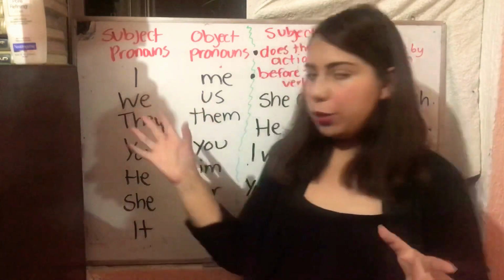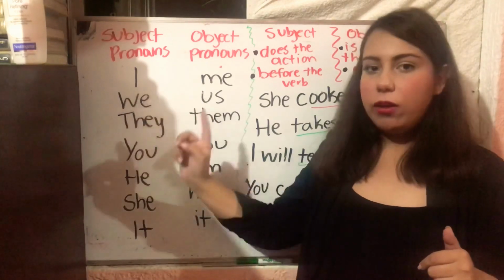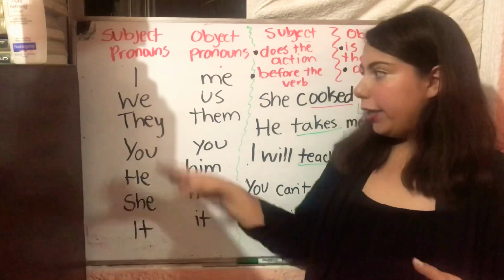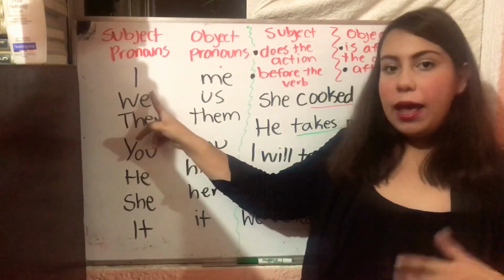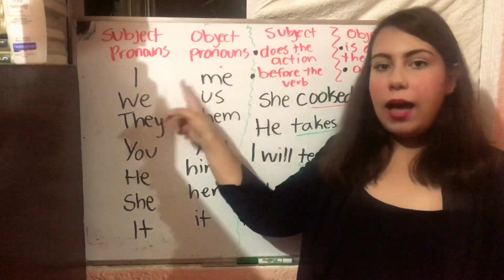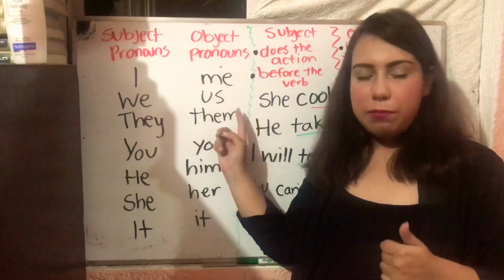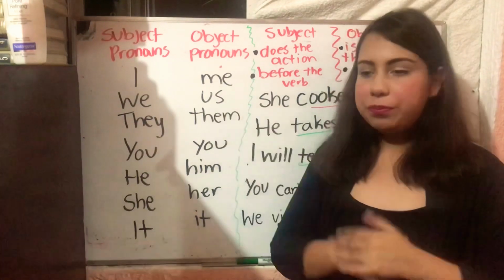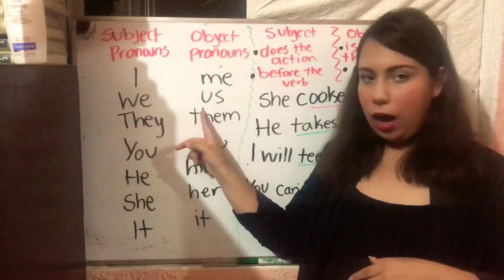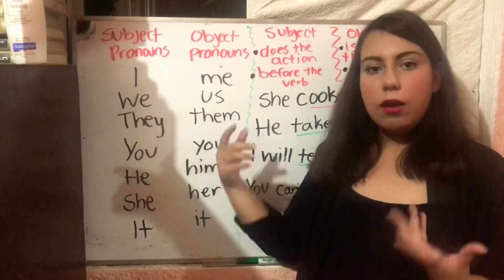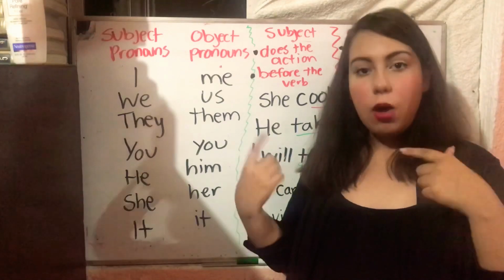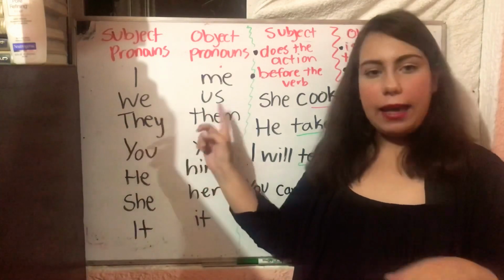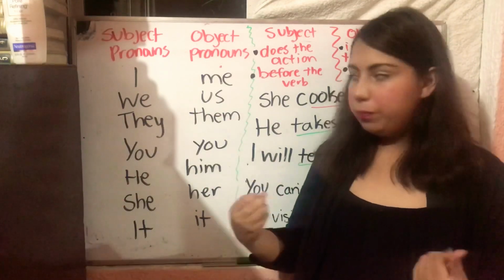Okay, let's look at the subject pronouns. Subject pronouns: I, we, they, you, he, she, and it. So I is a subject pronoun, and the object pronoun is me. I and me is first person singular, okay? We and us is first person plural.